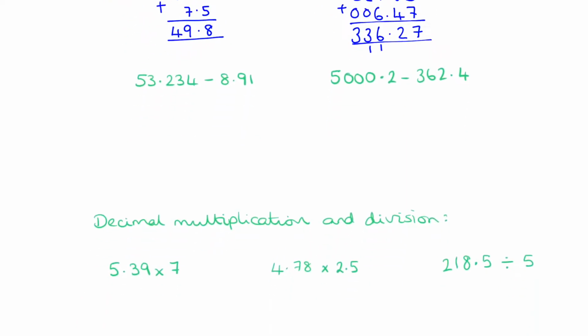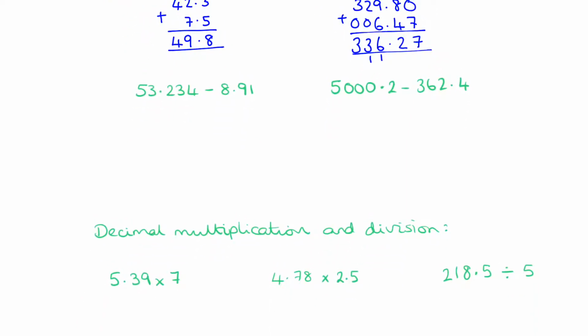Okay? Then subtraction, 53.234. Right, take away 8.91. So put the point in first, and then 891. Fill in spaces with zeros, and then subtract. So 4 take away 0 is 4, 3 take away 1 is 2, 2 take away 9 you can't do, so you borrow.